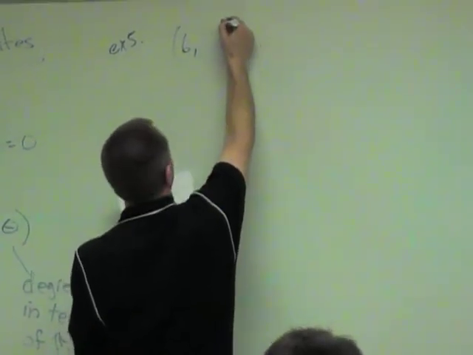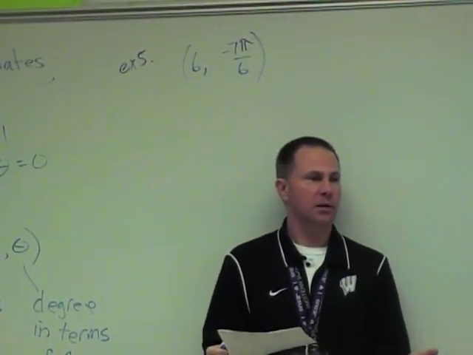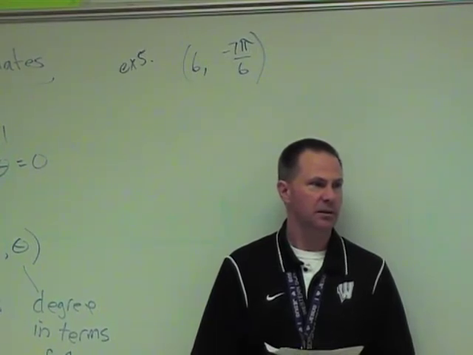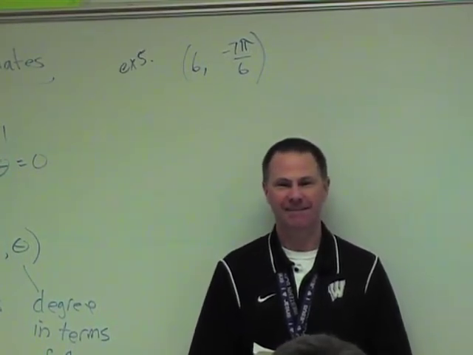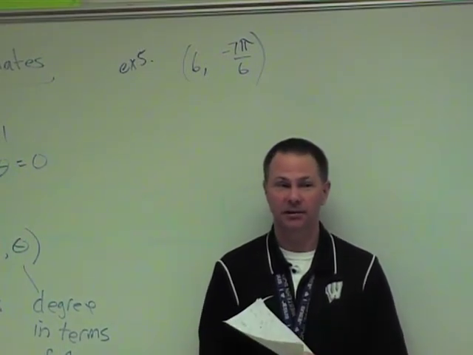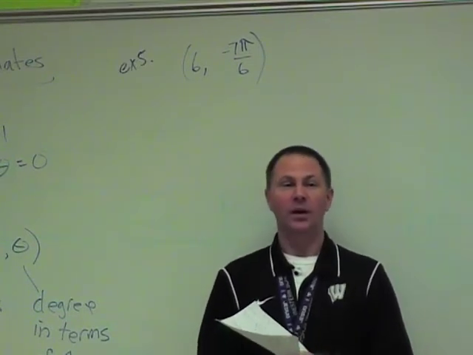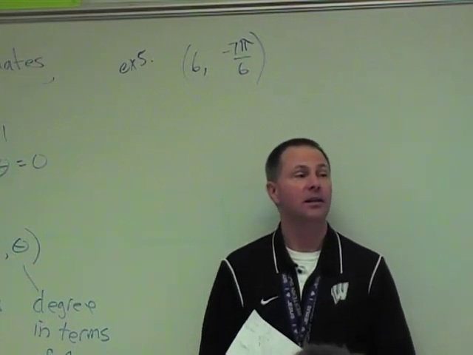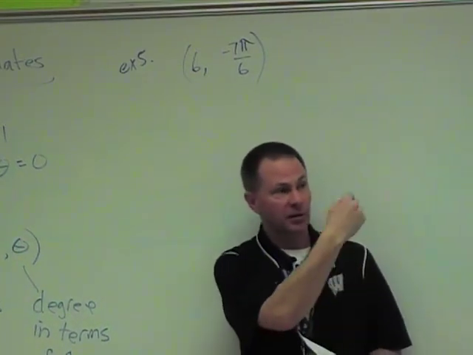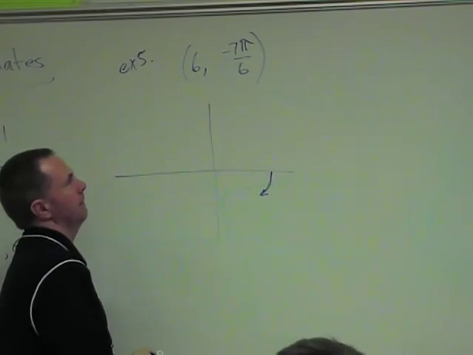Okay, so if I said I want to plot this point, 6, negative 7 pi over 6. What does 6 represent? Radius, okay? How do I find where negative 7 pi over 6 is? First of all, what does the negative mean? A negative degree. Go backwards, which is clockwise. Okay. We're going to start here. We're going to go this direction.